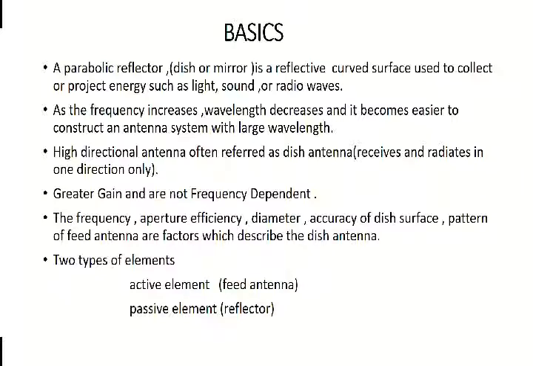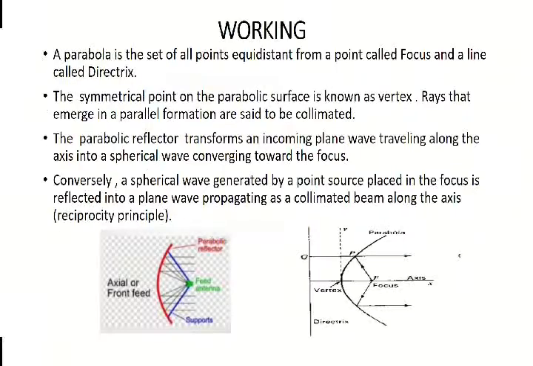So we can say that the reflector antennas are highly directional antennas, often referred to as dish antennas, which receive and radiate in one direction only with greatest gain, and they are also frequency independent. Now the various factors which describe the dish antenna are the frequency, the aperture efficiency, the diameter, accuracy of dish surface, and pattern of feed antenna. Mainly there are two types of elements used in a parabolic reflector antenna or any reflector antenna: an active element and a passive element. The active element is a feed antenna and the passive element is a reflector.